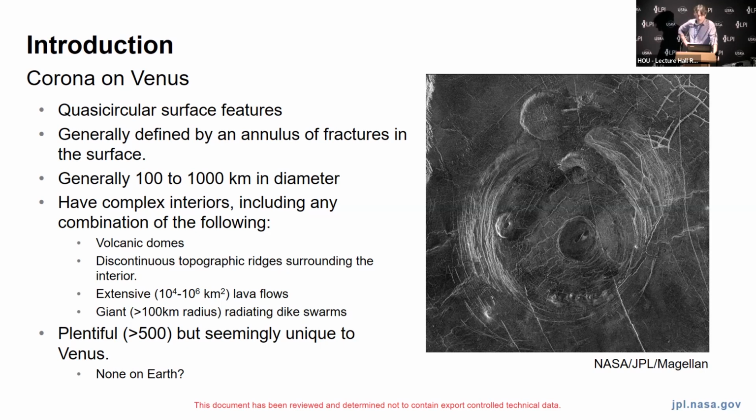And they're seemingly plentiful on Venus. There's over 500 of them at least. But seemingly none on the Earth or any other planetary body, although I think there are some people in this room that might disagree with that statement.